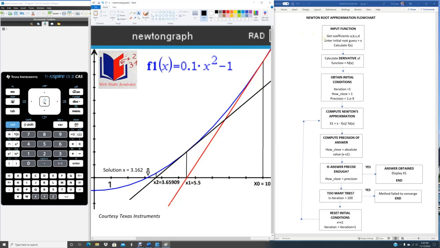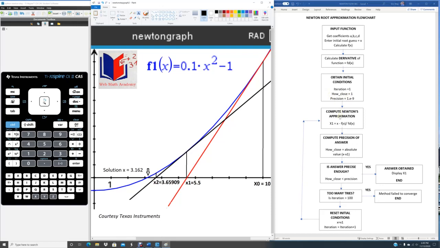The first thing you need to do in any flowchart is enter the input function, and in this case we'll be getting our coefficients from the program, a, b, c, and d, and then we'll enter our initial root guess equal to x. That's going to be 10, just what we chose last week. Then we'll calculate the derivative of the function. And finally, before we start the loop, we'll obtain the initial conditions, such as the iteration, how many times we're going through the program, and then how precise we want our answer to be. In this case, 1 times 10 to the negative 9, about 9 decimal places.